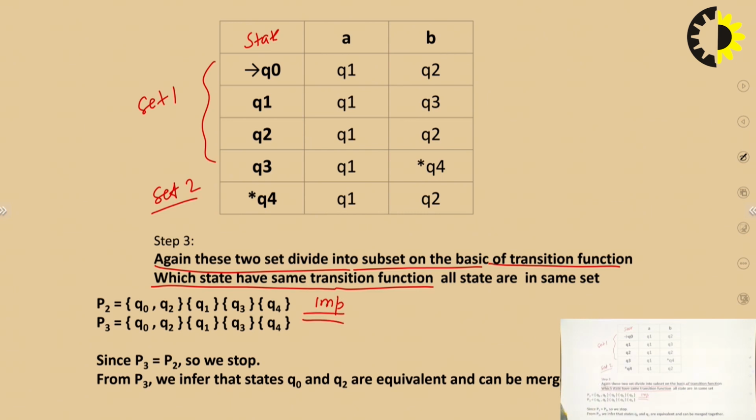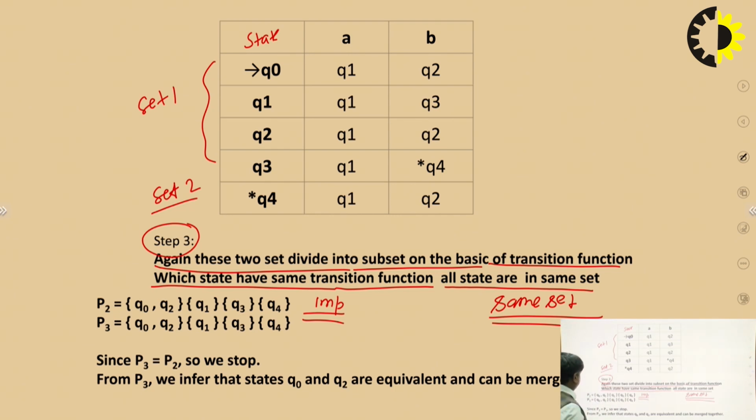Which states have the same transition function? All states go into the same set. Okay? And which states have different transition functions lie into different sets. That is the main concept for step 3.